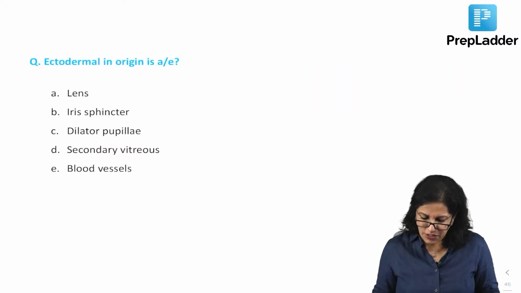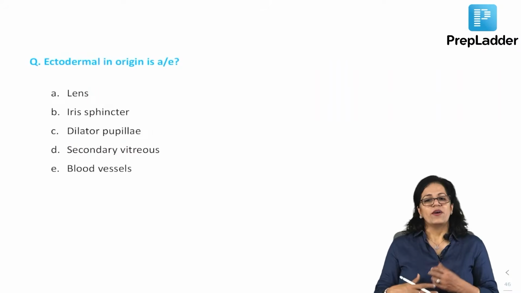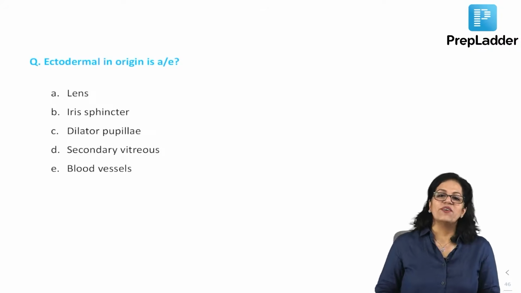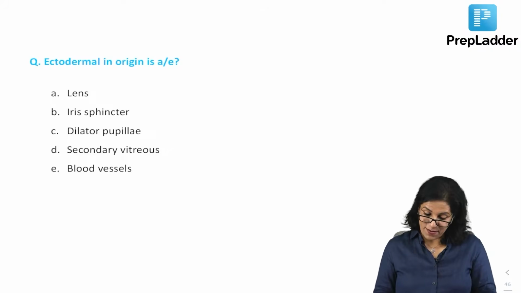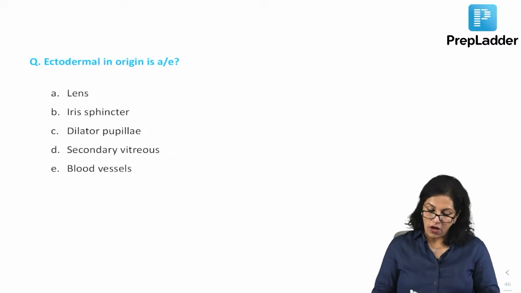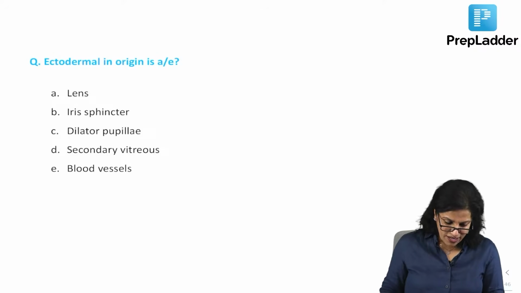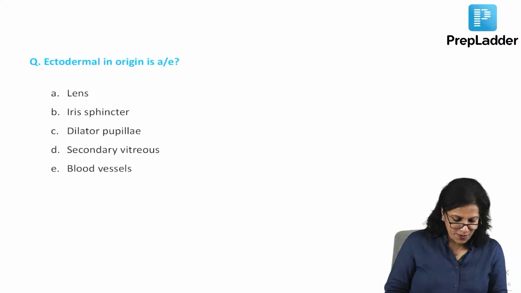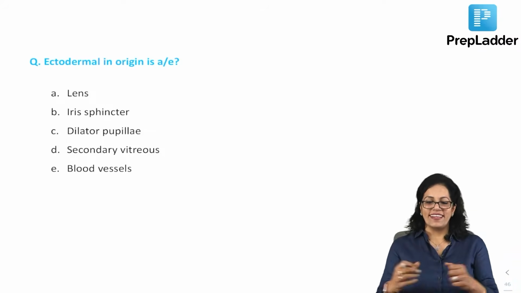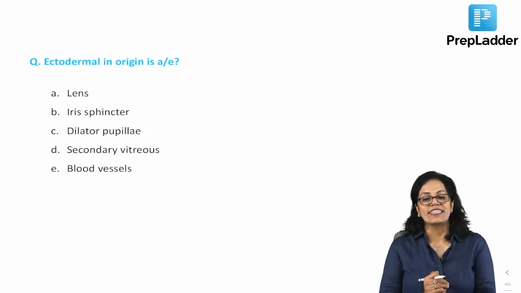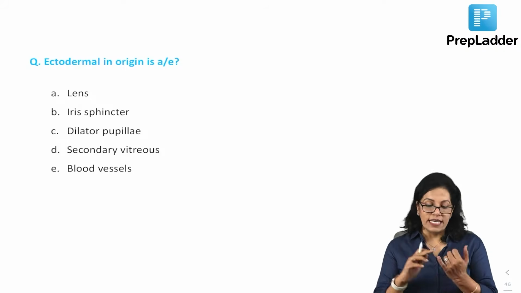We come to the next question: ectodermal in origin is... yeah, this is a little bit my own question, not exactly your PYQ, but can you think about this? Ectodermal in origin is all except, all are ectodermal? What have you answered in this? Ectodermal in origin is all except. So, Som Subhra, you are now in my trap. That is why I framed this question like this. Ectodermal in origin. Lens develops from what?